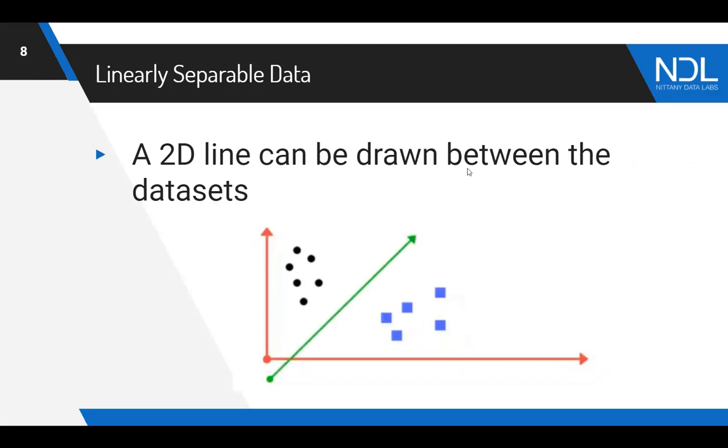So, linearly separable data. So a 2D line can be drawn between the data sets. So good, you guys got that. If you look here, it doesn't necessarily have to start at the origin. At the end of the day, you don't really care too much about where the line is. All you care is that it achieves the goal of separating your groups of data.